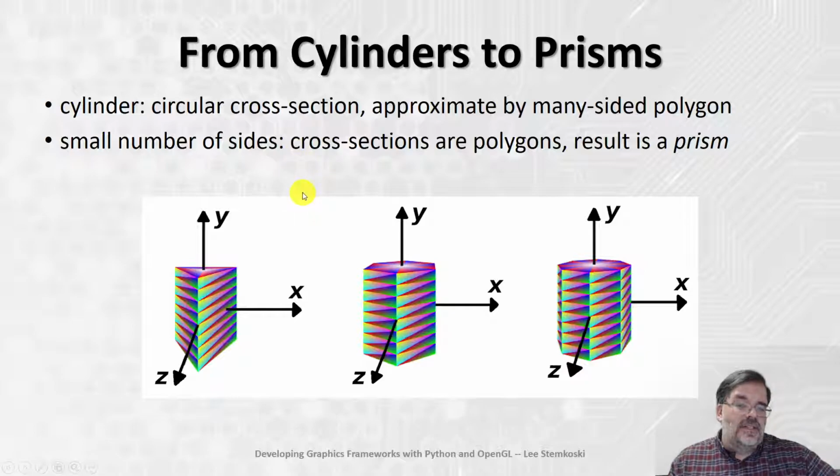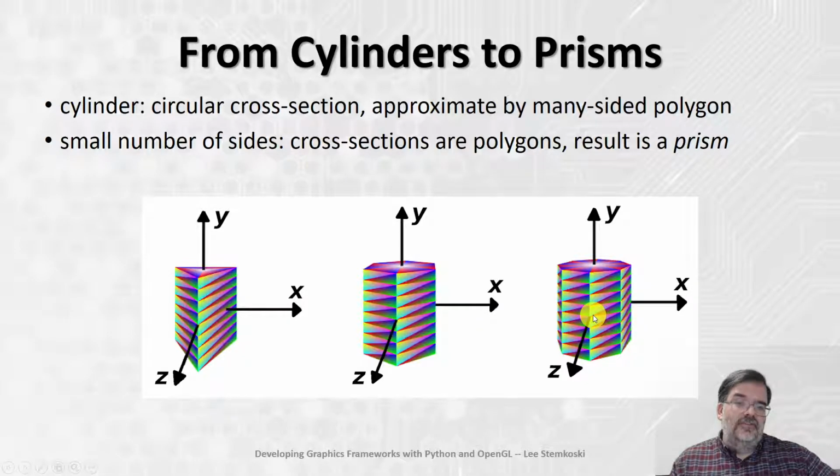So if you follow the same argument as we did to generate the equations of a cylinder, but use a small number of sides, you're going to get a shape like one of these, where the cross sections are polygons. So for instance here, the cross sections are triangles. In the middle graph, the cross sections are hexagons. And in this graph on the right, the cross sections are octagons. And these kinds of shapes are called prisms. So we have a triangular prism, a hexagonal prism, and an octagonal prism.